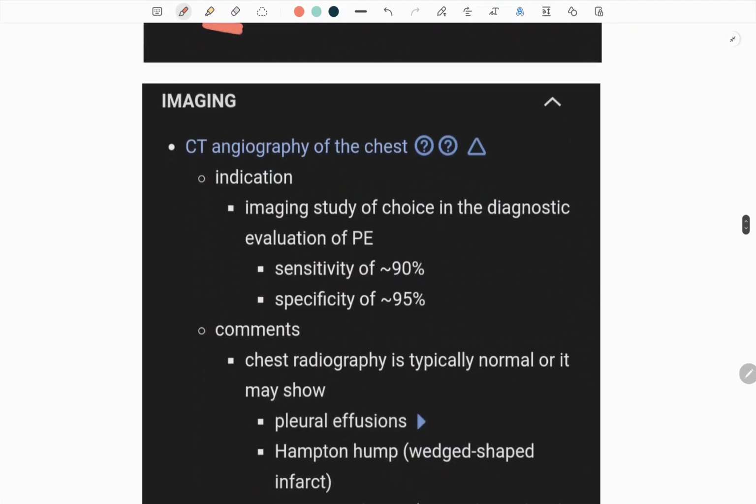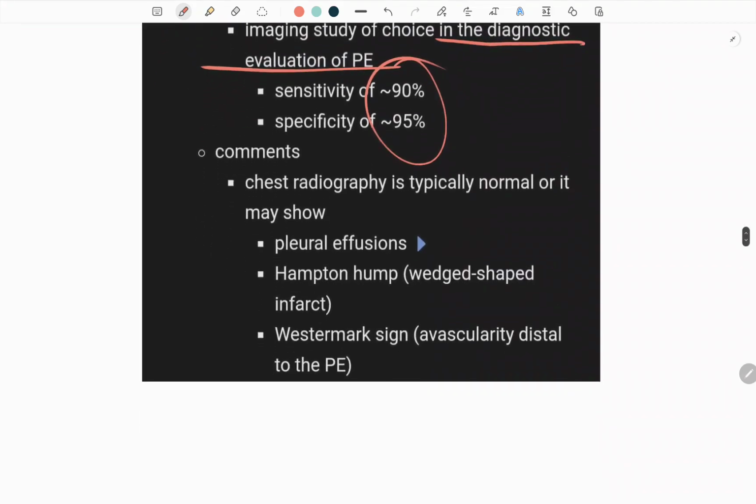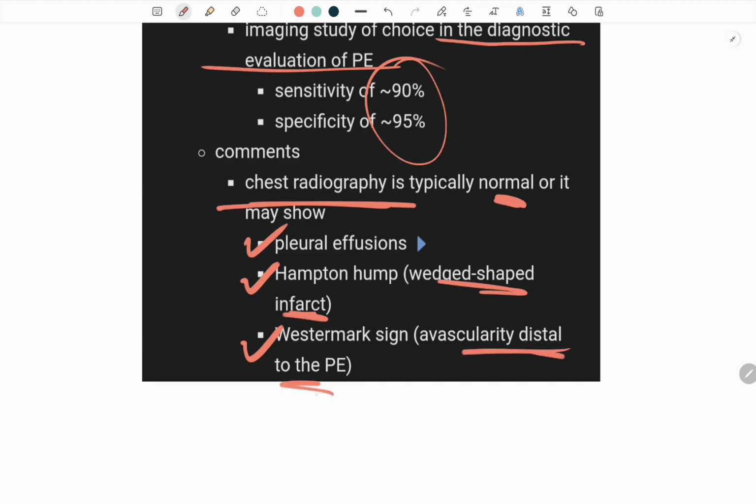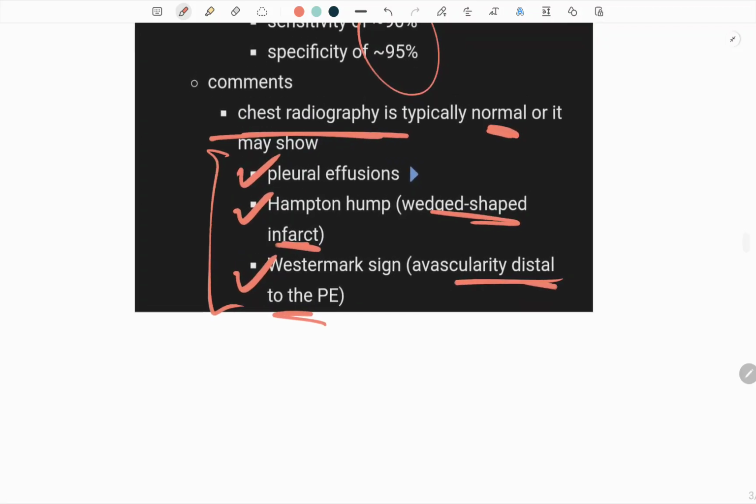Let's talk about the imaging findings. CT angio of the chest. This is the choice in the diagnostic evaluation of pulmonary embolism, because the sensitivity and specificity are 90 and 95% respectively. So it is the test of choice here. If we do chest radiography, it's typically normal, or it may show pleural effusion, Hampton hump, which is a wedge-shaped infarct, or Westermark sign, avascularity distal to the pulmonary embolus. Not that commonly tested in the exams.